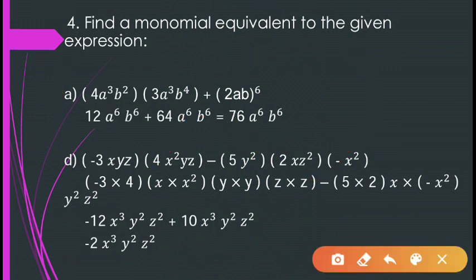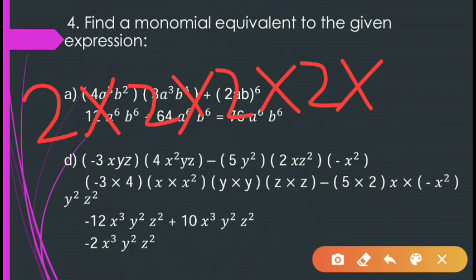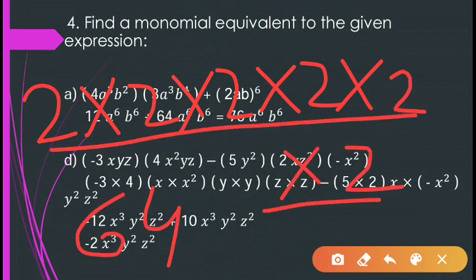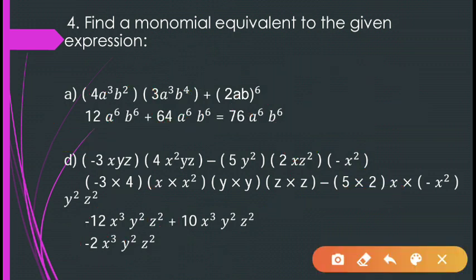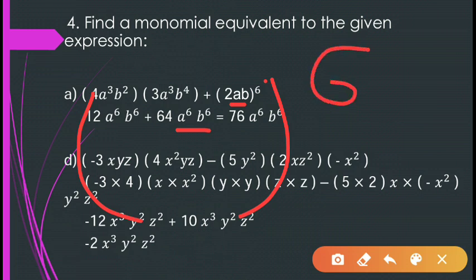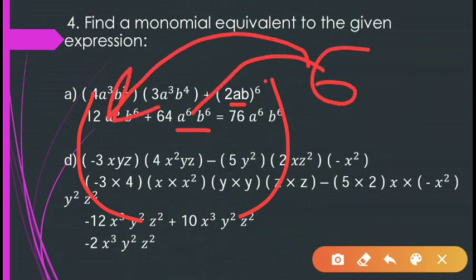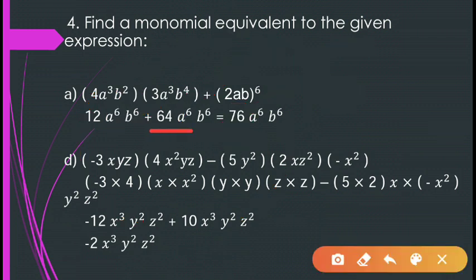Next is 2ab whole to the power 6, means you have to multiply it 6 times, like 2 into 2 into 2 into 2, 2 into 2. When you multiply you will get 64. Then a to the power 6 and b to the power 6, because the whole power is 6, so you have to multiply 2 also 6 times, a also 6 times, and b also 6 times. So you will get 64, a to the power 6, b to the power 6.